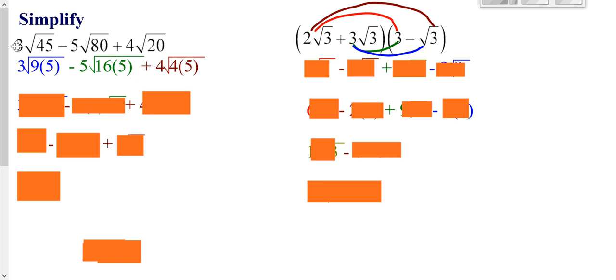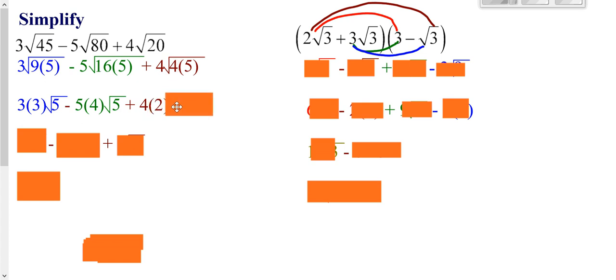Now here, we're still going to have this 3 in front. And then the square root of that 9 is also a 3. Then we'd have the square root of that 5 just hanging around. Here we're going to have our 5 left in front. The square root of our 16, which would be a 4 in front, then that square root of 5 is just going to hang around. Here our 4 is going to stay in front. Then we'd have the square root of this 4, which is a 2 in front. And then we'd still have that root 5 hanging around.